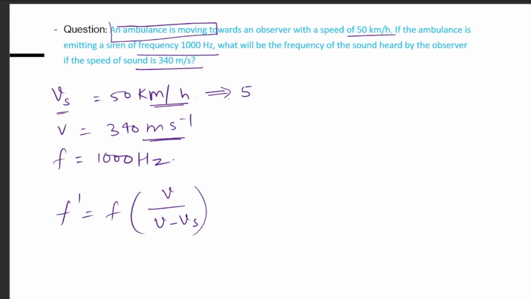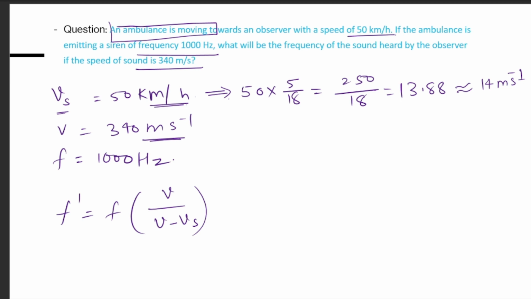So let me convert it into meter per second. To convert kilometer per hour, we multiply by 5 by 18, and we get 250 divided by 18. If you simplify using a calculator, it gives around 13.88, so roughly I can use 14 meter per second. This is the speed of the ambulance, right? Now v is equal to 340 meters per second.